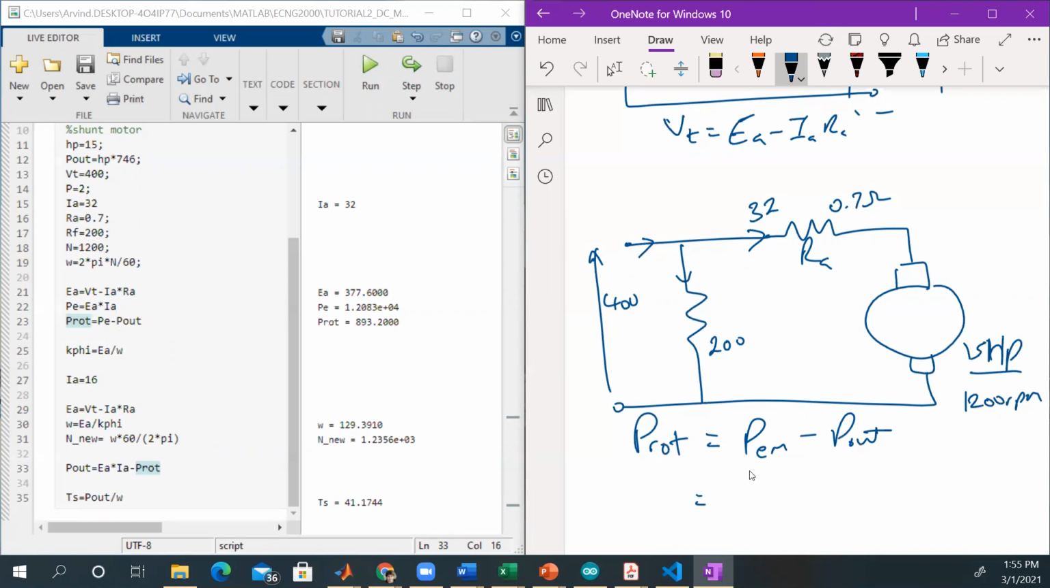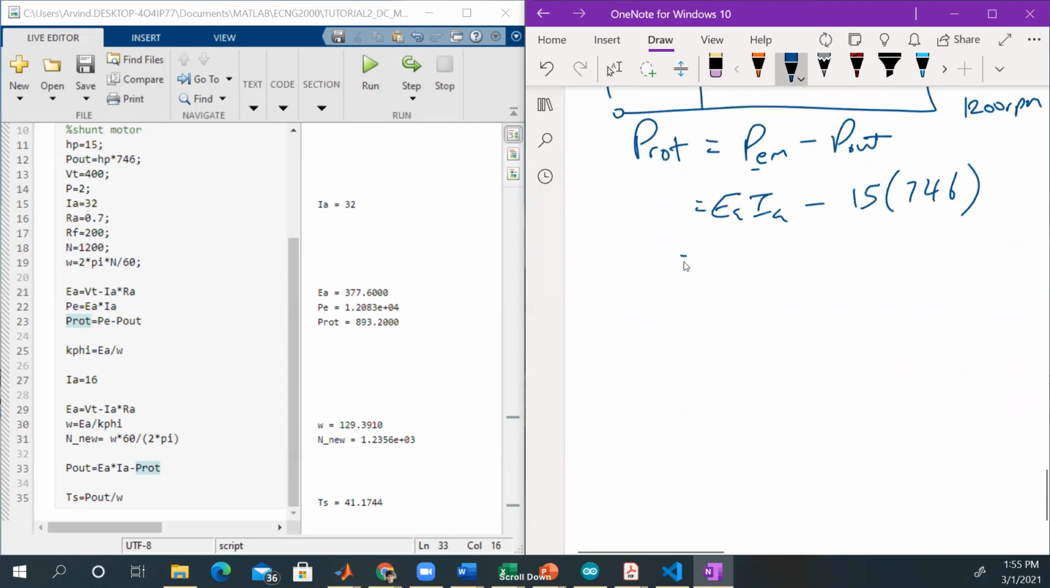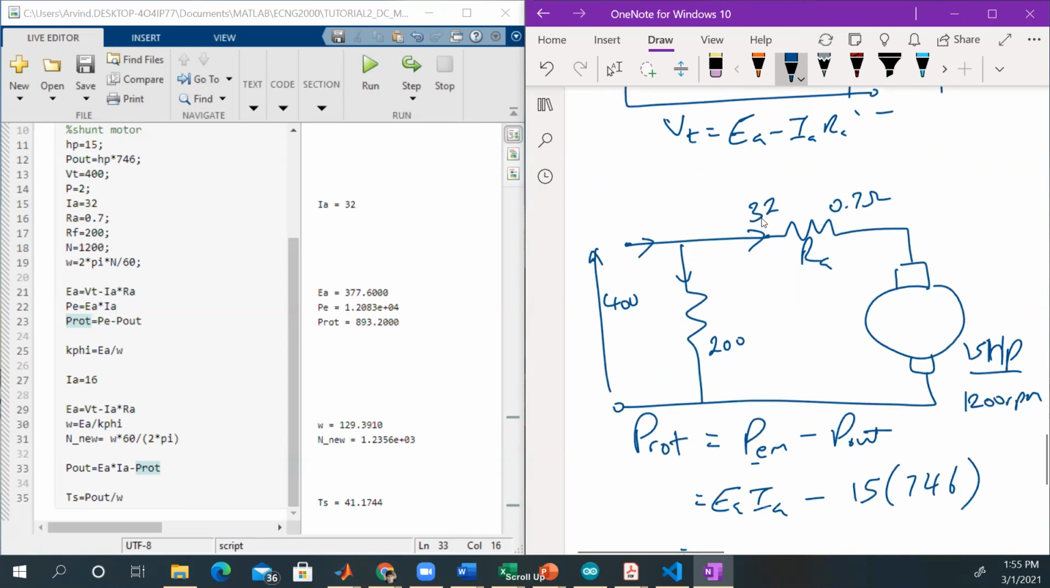That is equal to EA, IA minus 15 by 746, which is our conversion. We have IA, right? We know IA, which is our 32 amps, and now we need to find EA.